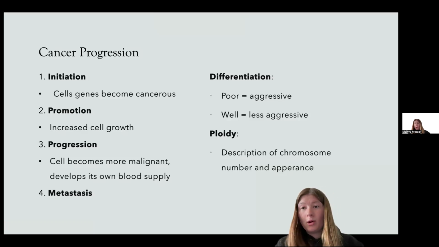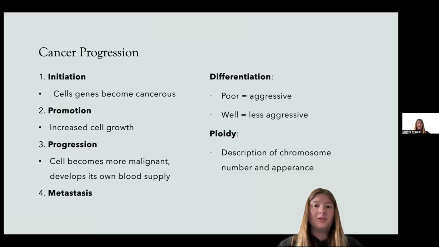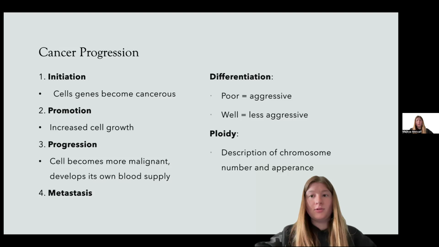Cancer can be poor or well differentiated. Poor differentiated is when the cancer is more aggressive, and well differentiated is when the cancer is less aggressive. And then we also look at ploidy, which is the description of the chromosome number and appearance of those cells.